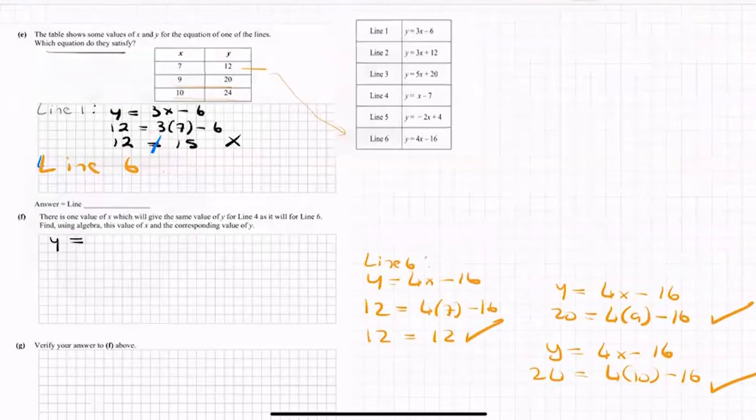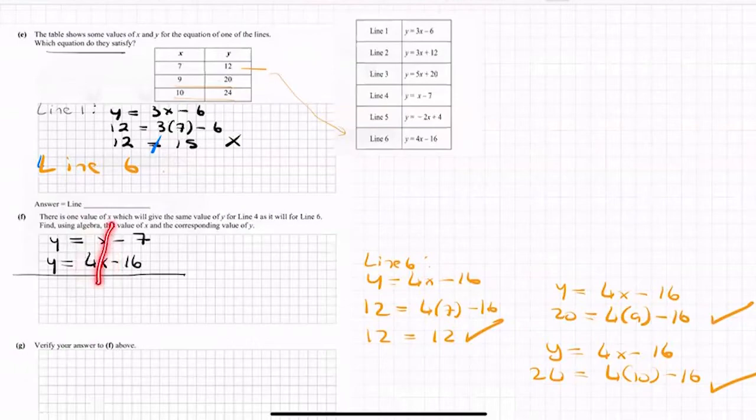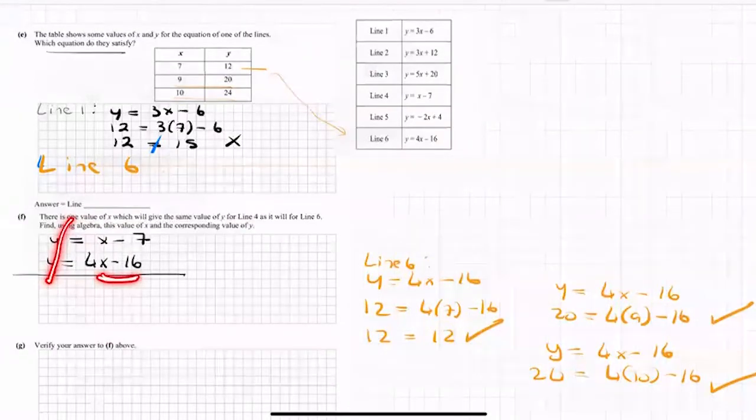So y is equal to x minus 7 is the equation for line 4. The equation for line 6 is y is equal to 4x minus 16. There's one value of x which will give you the same value of y. So if we have two equations and we need to find the common value of x, then this is what we call simultaneous equations. In simultaneous equations, which will be well covered in algebra videos, we either cancel the x's and then solve for y, or we cancel the y's and solve for x.